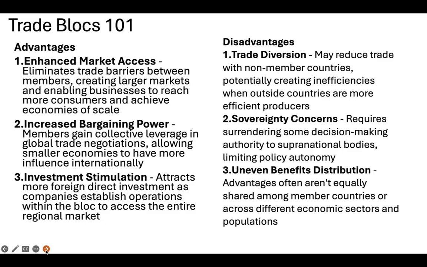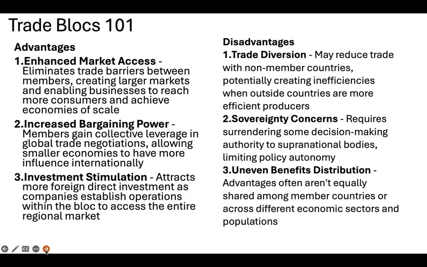There are always those sovereignty concerns. So although membership of a trade bloc brings advantages, it requires countries to surrender some decision-making authority to those supranational bodies, and that can limit policy autonomy in areas like environmental regulations, labour standards, or your own monetary policy. And that was behind a lot of the Brexit movement in the UK, which was partly driven by concerns over sovereignty and the amount of regulatory control that was being handed over to Brussels from London.